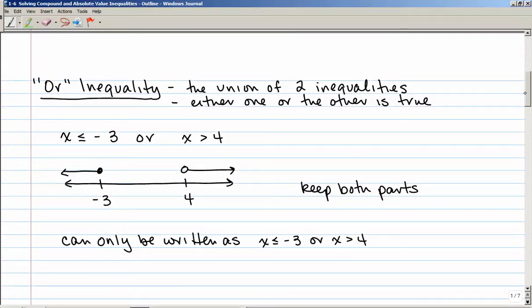An or inequality is the union of two inequalities. Either one or the other is true. So either inequality can be true. So x is either less than or equal to -3 or x is greater than 4. So this would apply to any number where x is less than or equal to -3 or x is greater than 4. We're going to keep both parts of that. And this can only be written as x is less than or equal to -3 or x is greater than 4. There's no shortcut way to write it without the word or.